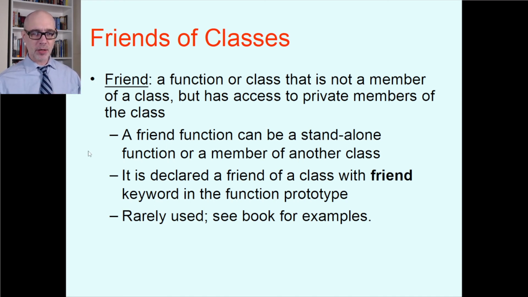So a friend function can be a standalone function, like a semester 1 C++ function, or it could be a member function of another class. And if you're doing that, then you declare a friend of a class with this friend keyword in the function prototype. Now, I don't think I've ever used a friend function ever in my C++ programming.